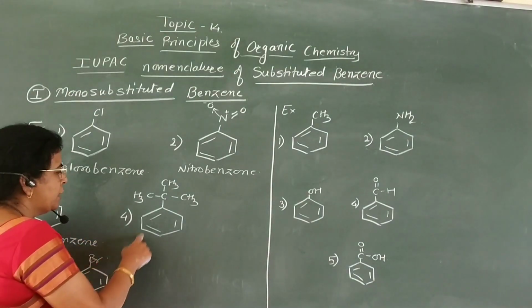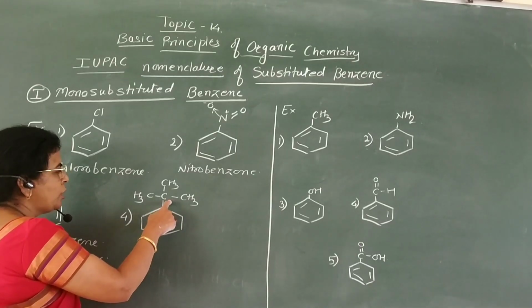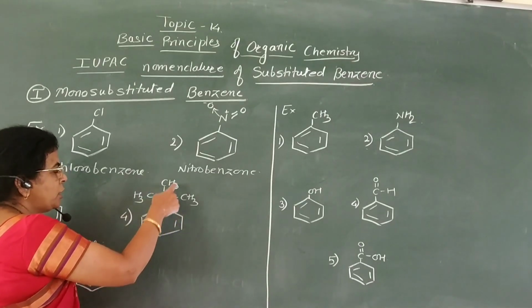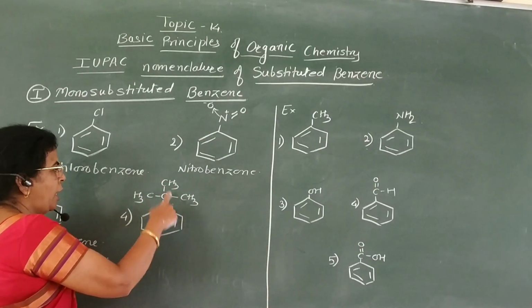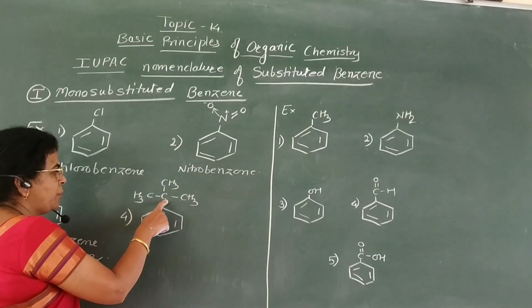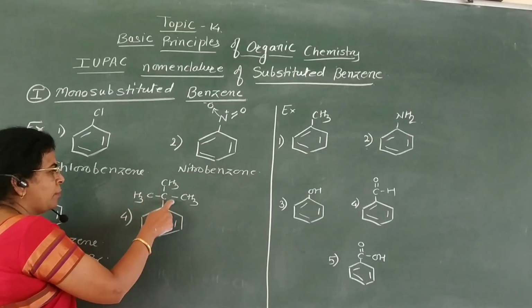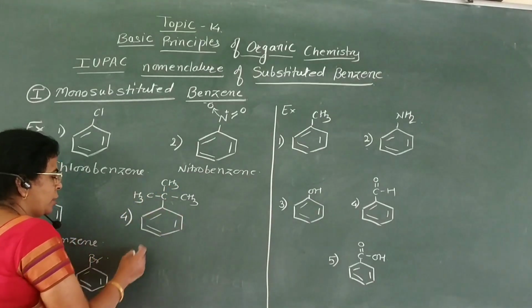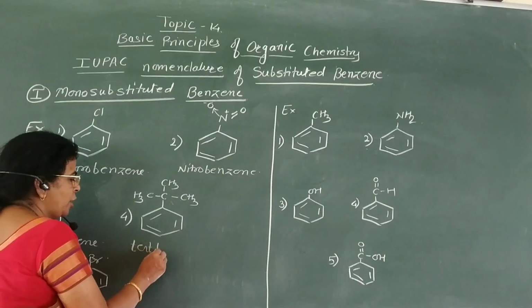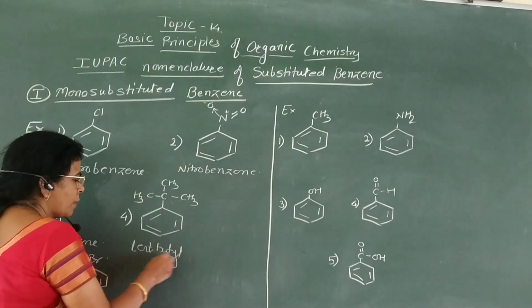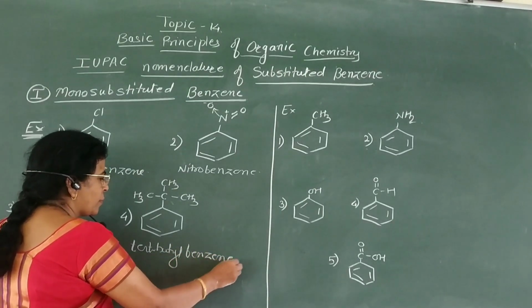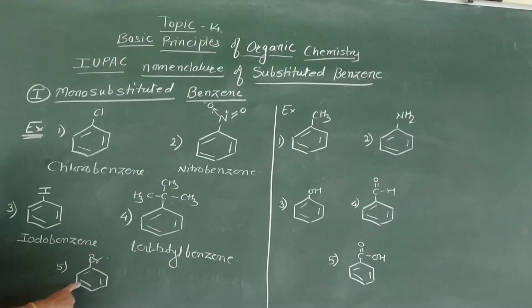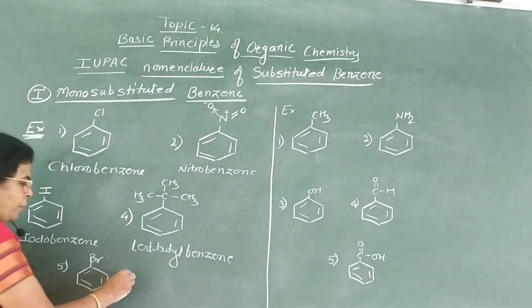Now, in this case, this benzene ring is attached to this tertiary butyl group. There are 1, 2, 3, 4 carbon atoms, therefore it is butyl, and this carbon atom is tertiary because it is bonded to 3 other carbon atoms, therefore it is a tertiary butyl group. The name of this compound is tertiary butylbenzene. Then the last one: here this benzene ring is bonded to Br. Now it is bromobenzene.